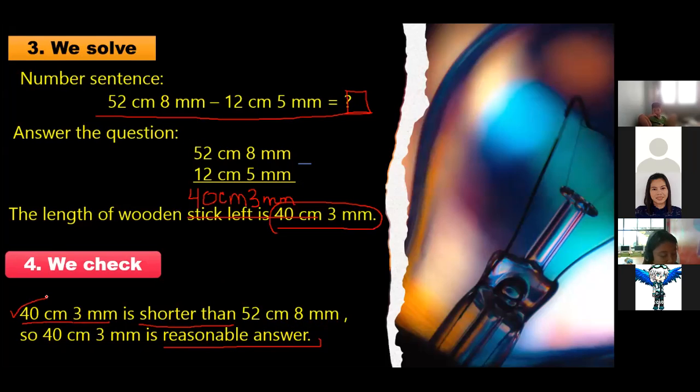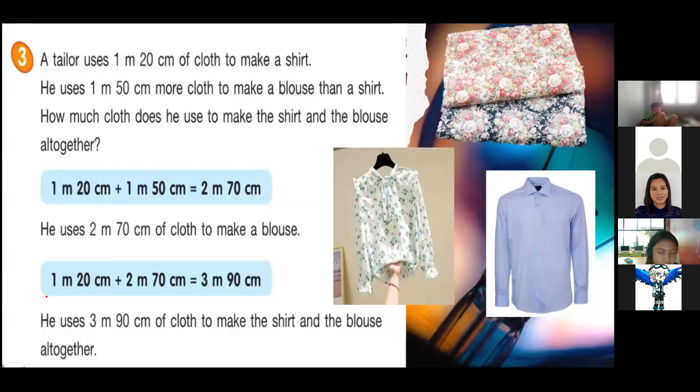Okay, let's proceed to your next. Let's have here page 32 in your book. Look at here, it said a tailor. Do you know what a tailor is? The one who makes a dress.